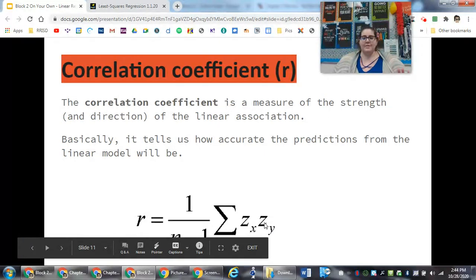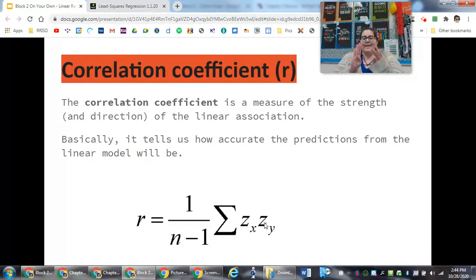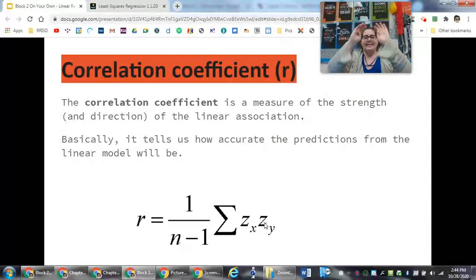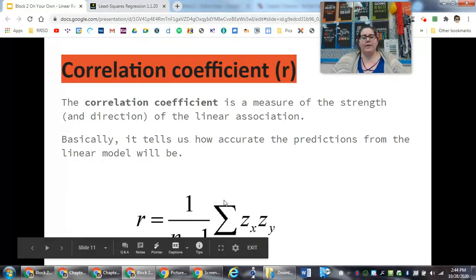Right, so I've got all my z-scores for x and for y. Then for each individual point, I would multiply its z-score for x times its z-score for y, and I would do that for every point. I add together, this is the summation part right here, all of those products, and then I would divide by n minus 1, and that would give me r.